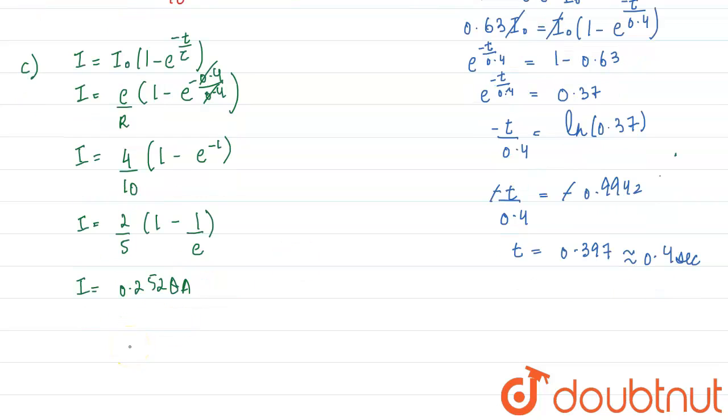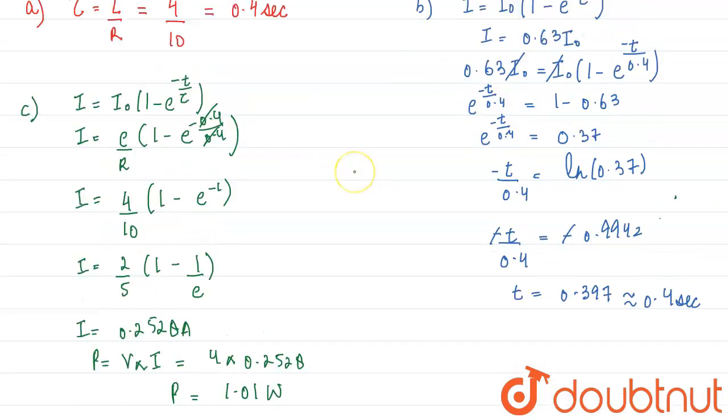Now we need to calculate power. For power we have P is equal to V into I, that is voltage into current. Voltage is 4 and current we just calculated, that is 0.2528, and this value comes out to be 1.01 watts, which is approximately equivalent to 1 watt.